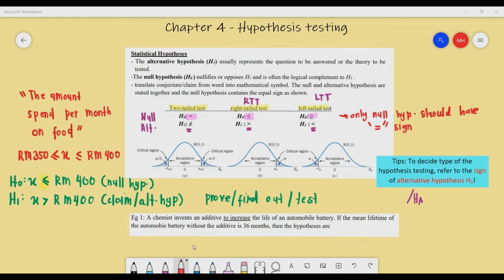Before we go to the detail of how to solve the hypothesis testing problem, let's learn how to write the claim hypothesis and the null hypothesis.